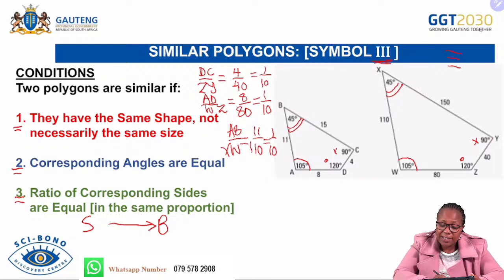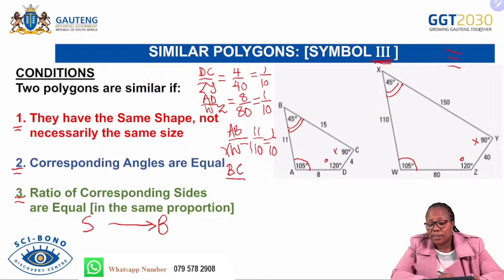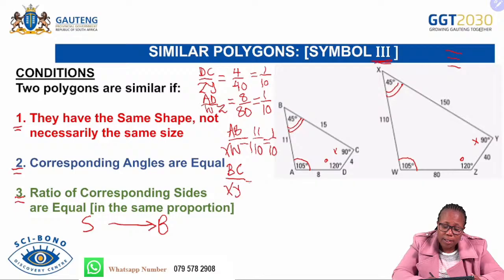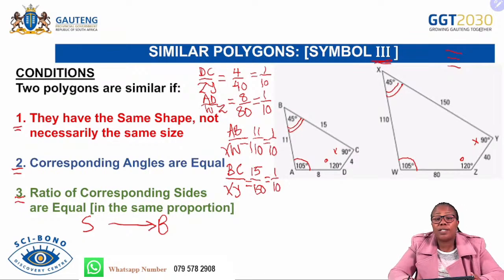And then the last side that we have is the BC side, which is the biggest side now. And then it will be the BC over XY. And then what is BC is 15 over the XY, which is 150. So we end up with 1/10.